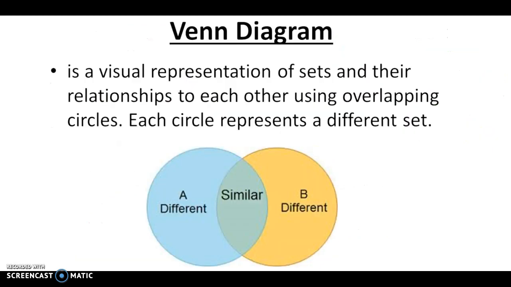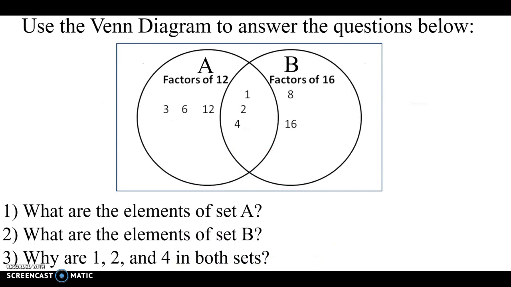So a Venn diagram is a visual representation of how things are split. So let's look at this Venn diagram. It's the factors of 12 and the factors of 16. Why do you think these are in the middle? Does 16 divide by 1, 2, and 4? Yeah. Does 12 divide by 1, 2, and 4? Yeah. But does 12 divide by 8? No, so that's why they're on their own specific sides, right?